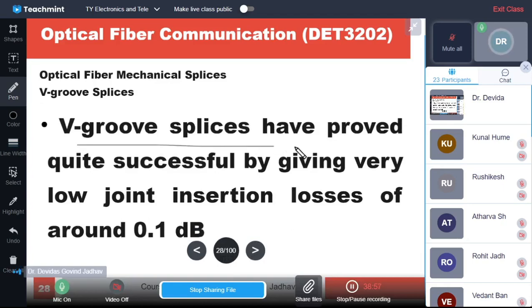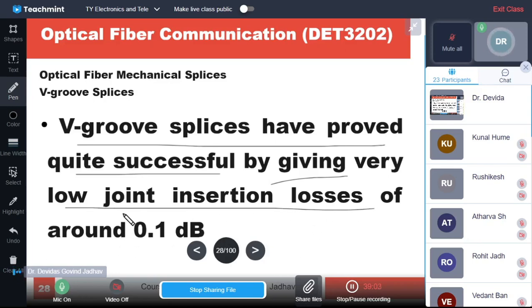So V groove splices have proved quite successful by giving very low joint insertion loss, of the order of 0.1 dB. Once the V groove splice is achieved, whether in the factory or in the field, it is very successful to use because it provides very small loss. Insertion loss is 0.1 dB for that joint.